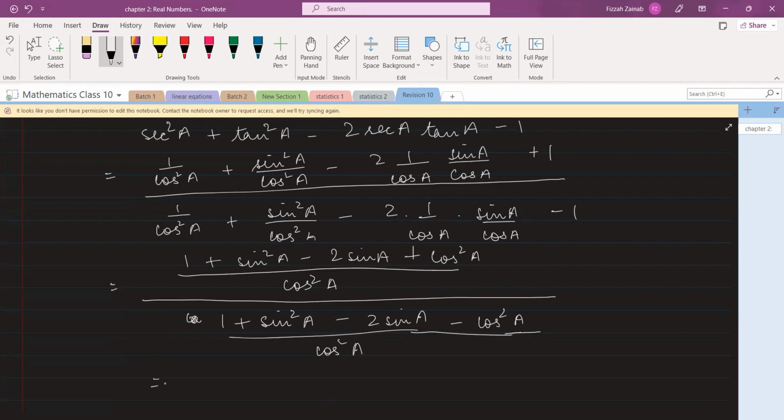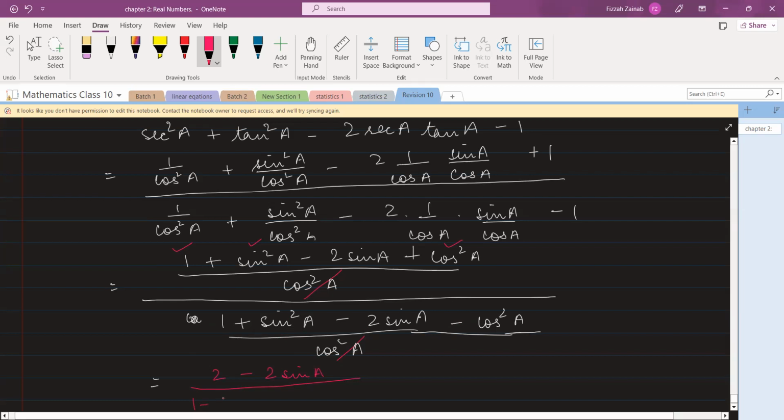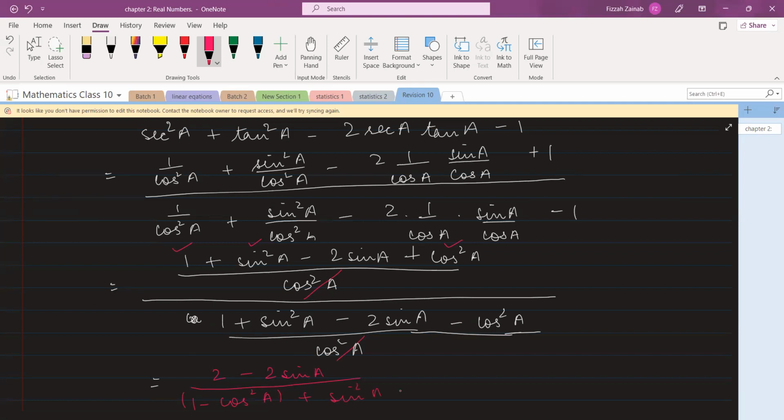Now here you can see this sine square A plus cos square A is 1. Then another 1 is also here. So 1 plus 1 is 2. And see, this cos square A, this cos square A will cancel out. So here again, I cannot use the identity here. So what I can do is, if I just combine this 1 minus cos square A together, and then you have plus sine square A minus 2 sine A, right?